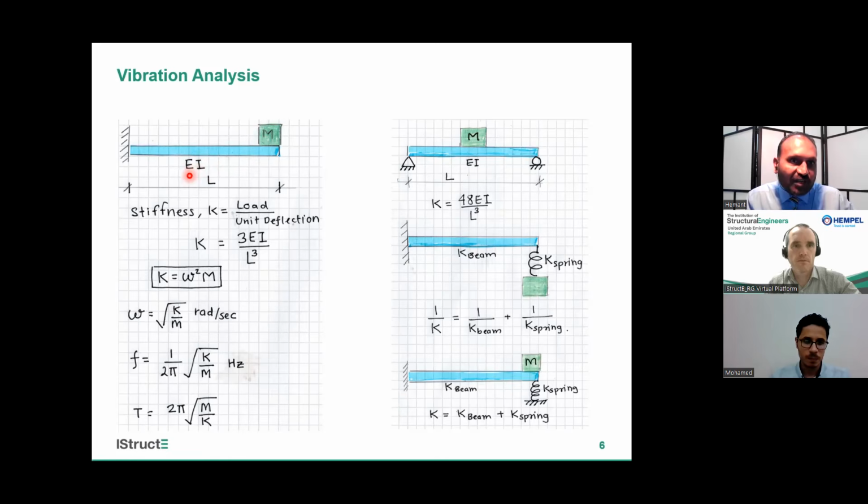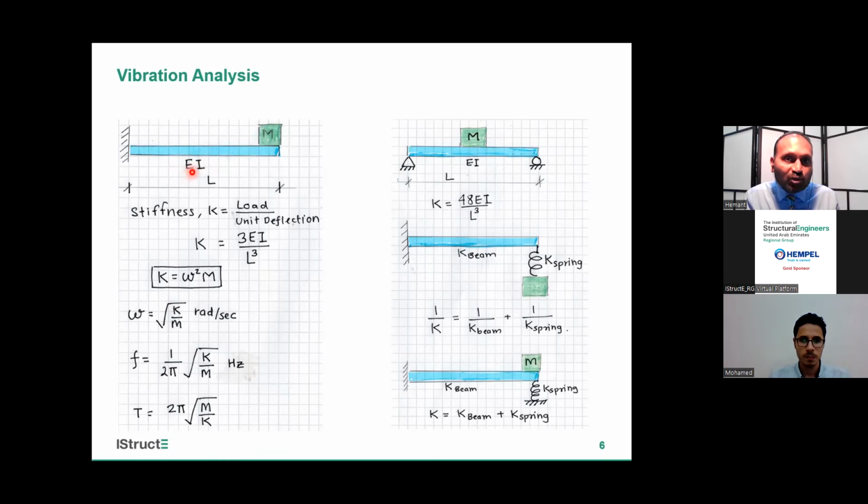Why do we calculate the frequency of a beam? To make sure it does not fall in resonance with human walking or human frequency. So when we design a beam, we check our beam has a frequency of more than 4 Hertz. So we calculate stiffness first. Stiffness is the load required for unit deflection. So at the tip, if I apply P force, deflection is PL cube over 3EI. So stiffness becomes 3EI by L cube.